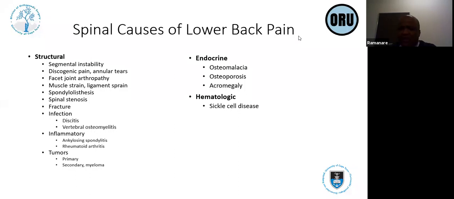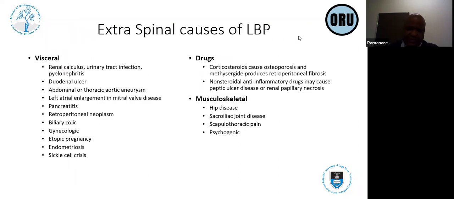Endocrine causes we'll always forget, because remember, osteoporosis will lead to further compromise of the spinal stability. You can even get fractures. So never forget to include endocrine as a cause of your lower back pain. The question is, is it something you can operate or not? That will get you later. And don't forget sickle cell disease.